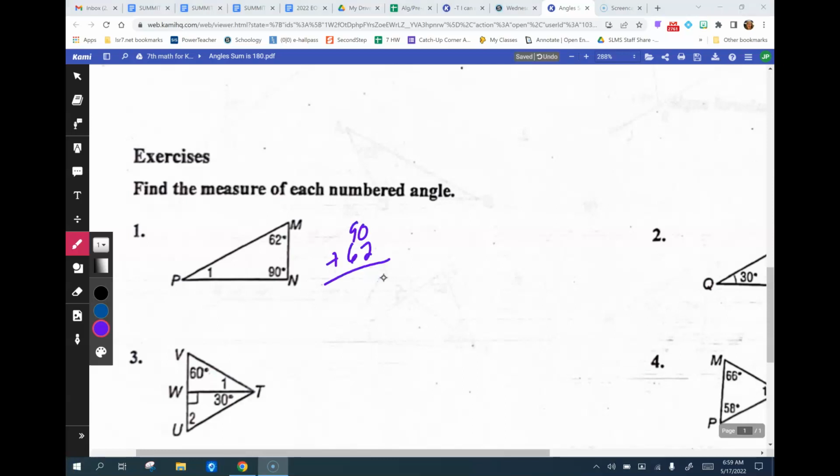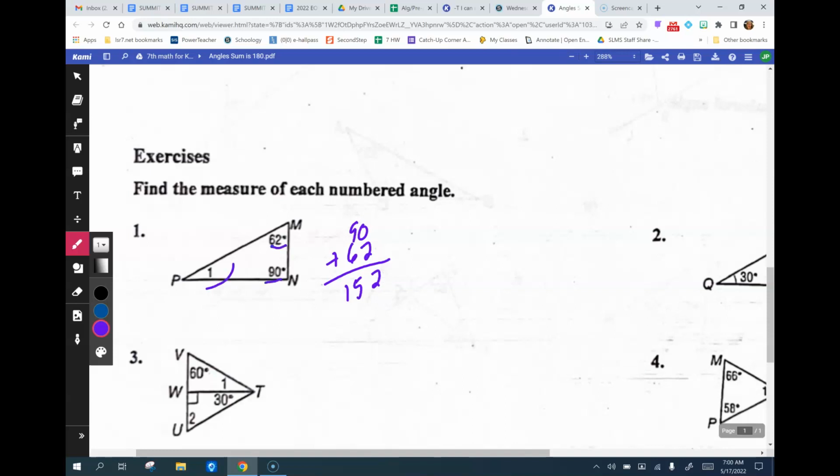So the first thing I'm going to do is take 62 and 90 and add them together. 9, 10, 11, 12, 13, 14, 15. Okay, and remember, always check my adding and subtracting. There's a good chance I'll make a mistake because I'm not using a calculator right now. Okay, so that's the measure of these two angles.